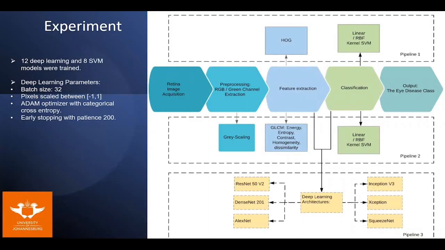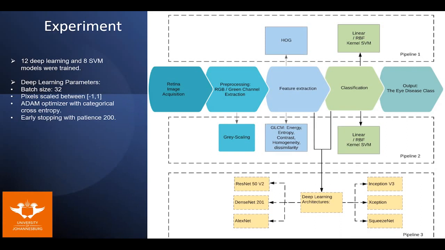We investigated 3 separate pipelines to determine which could produce the highest performance metrics. Pipeline 1 and 2 utilize the traditional computer vision approaches, and Pipeline 3 utilizes various deep learning architectures. In total, 12 deep learning models and 8 support vector machine classifiers were trained.